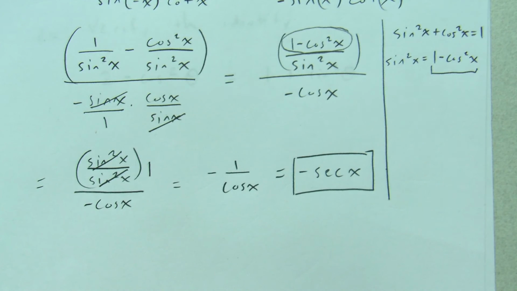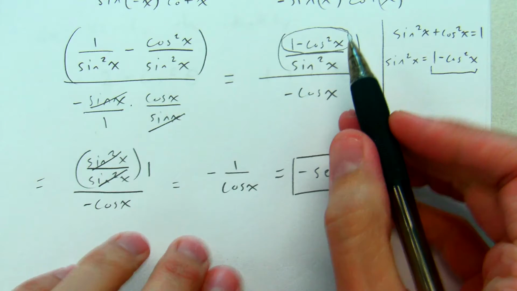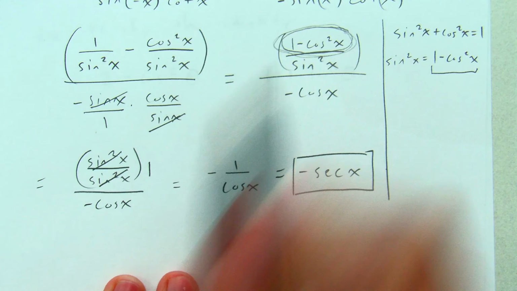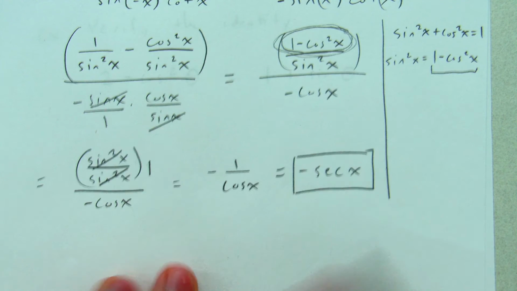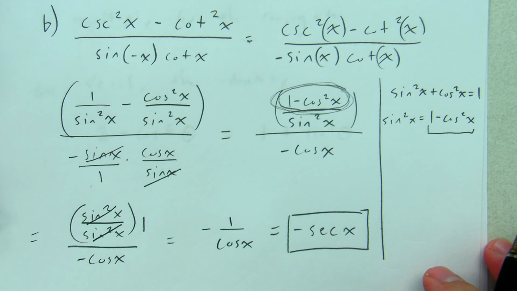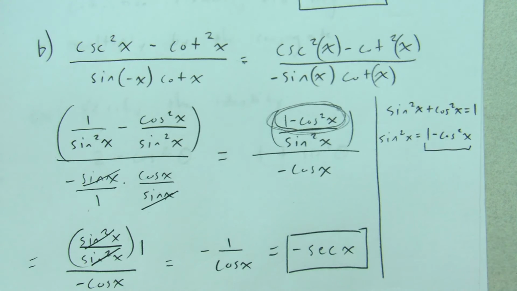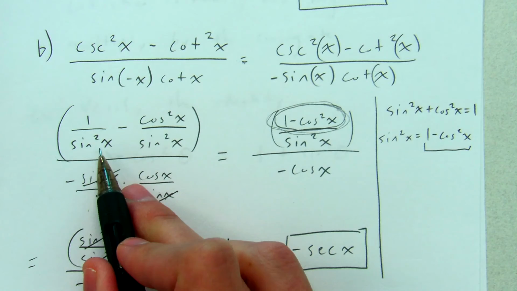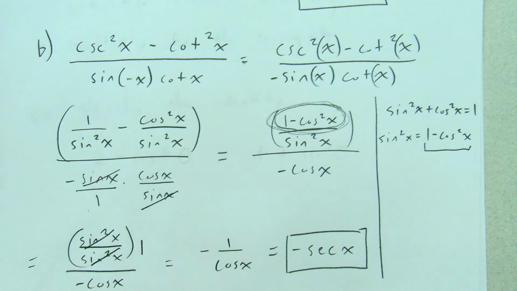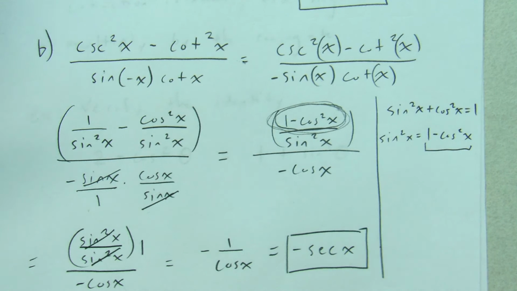Okay, so these problems can be tricky. You have to be really familiar with your identities. You have to be able to know your Pythagorean identities by heart, and you need to recognize when there's an expression that comes from one of your Pythagorean identities. You need to know your reciprocal identities and tangent and cotangent identities by heart, so you can quickly rewrite cosecant as 1 over sine and cotangent as cosine over sine. And then you just need to be really good at algebra.